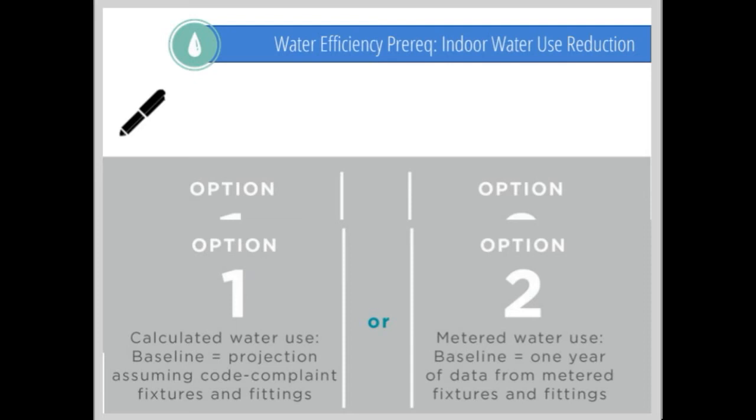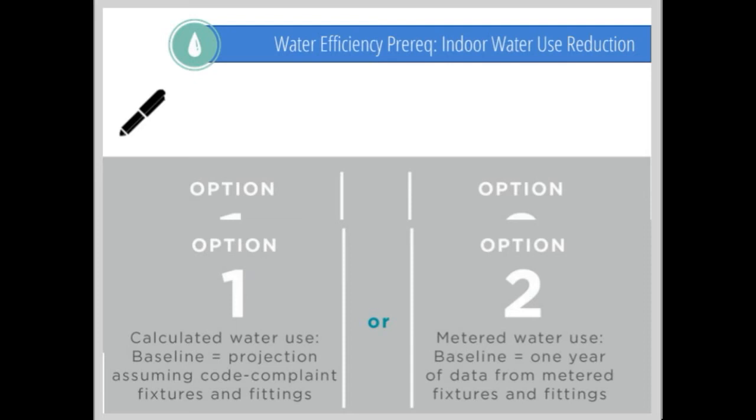Option 1 is calculated water use, where you calculate the water use, and option 2 is metered water use, where you use meters to measure water use. In both cases, you have to establish a baseline. Under option 1, you calculate the baseline. The baseline is the projection assuming code-compliant fixtures and fittings. The code here is UPC, or Uniform Plumbing Code, or IPC, International Plumbing Code.